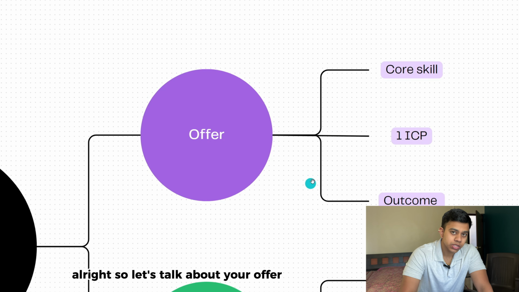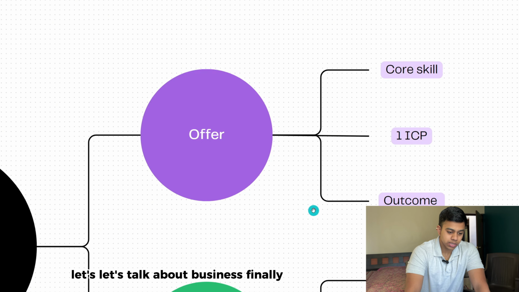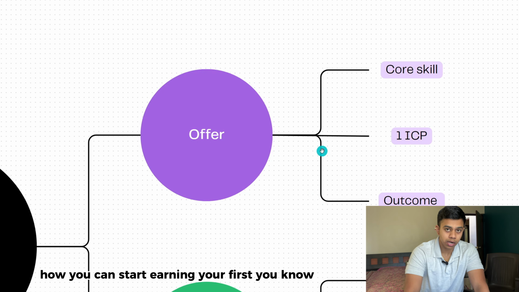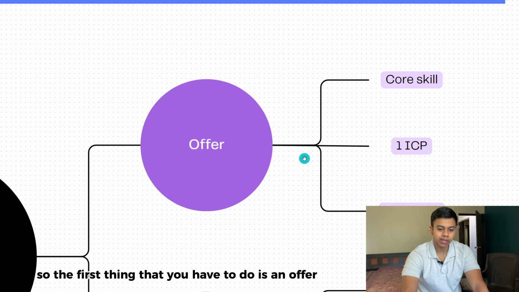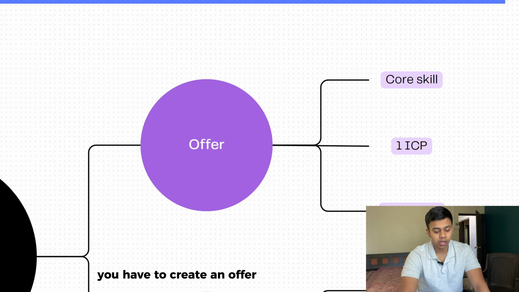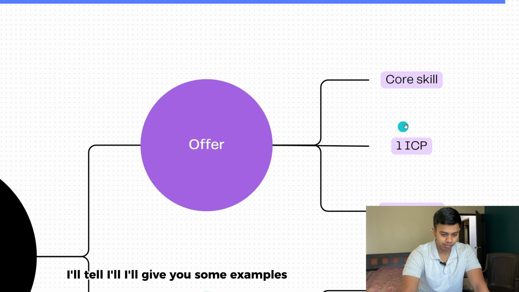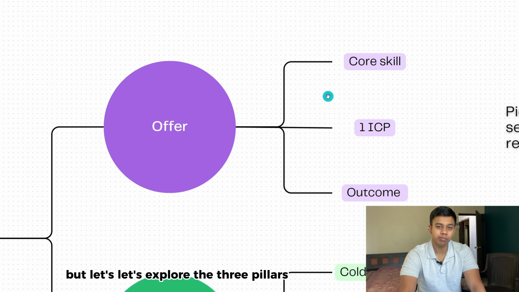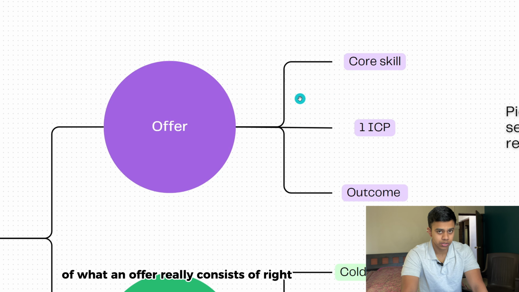All right, so let's talk about your offer. Let's talk about business finally, how you can start earning your first $1,000 per month through X. So the first thing that you have to do is an offer. You have to create an offer. I'll give you some examples, but let's explore the three pillars of what an offer really consists of, right?